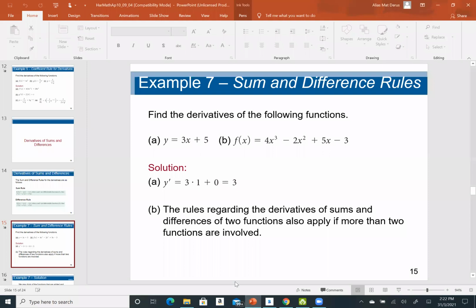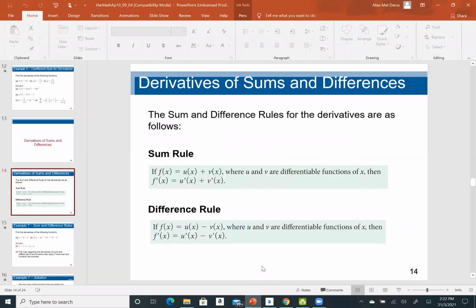So we have, by the same approach, the difference rule. Instead of having u plus v, you have u minus v. Again, we just differentiate each of the terms, maintaining the sign. So you get u prime minus v prime. The rules are similar in terms of how you get the derivative. The only difference is the sign. So that is the difference rule: f of x equal to u minus v, f prime equal to u prime minus v prime.